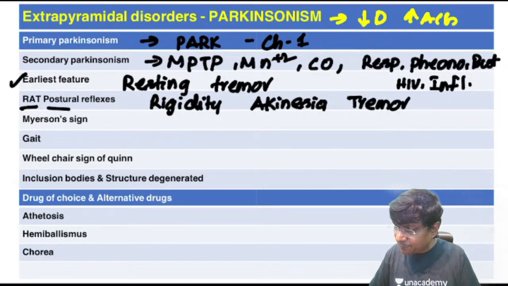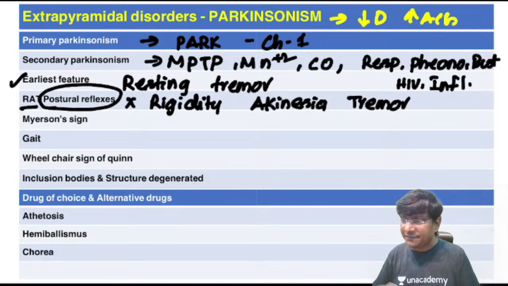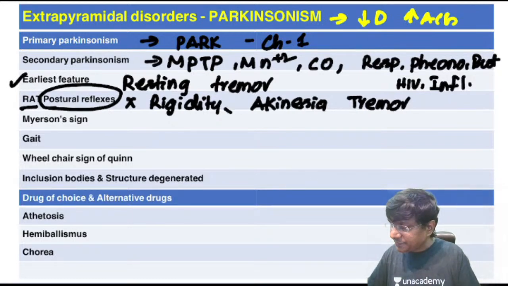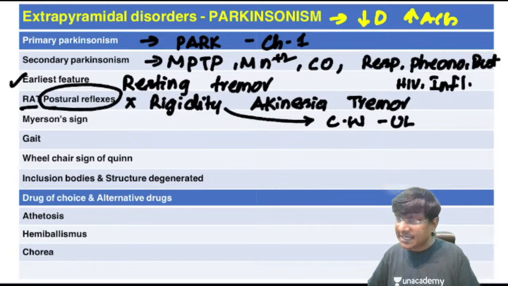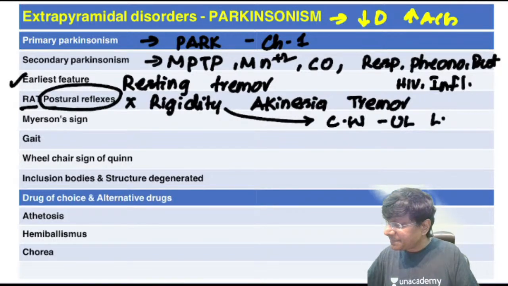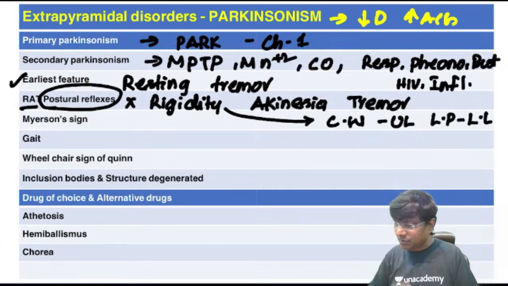And what will happen to the postural reflexes? The postural reflexes are lost. Once the postural reflexes are lost, the individual will have the tendency to fall repeatedly. Now if you take the rigidity, what type of rigidity is that? Cogwheel rigidity is what you see in the upper limb, whereas lead pipe rigidity is the one you see in the lower limb.